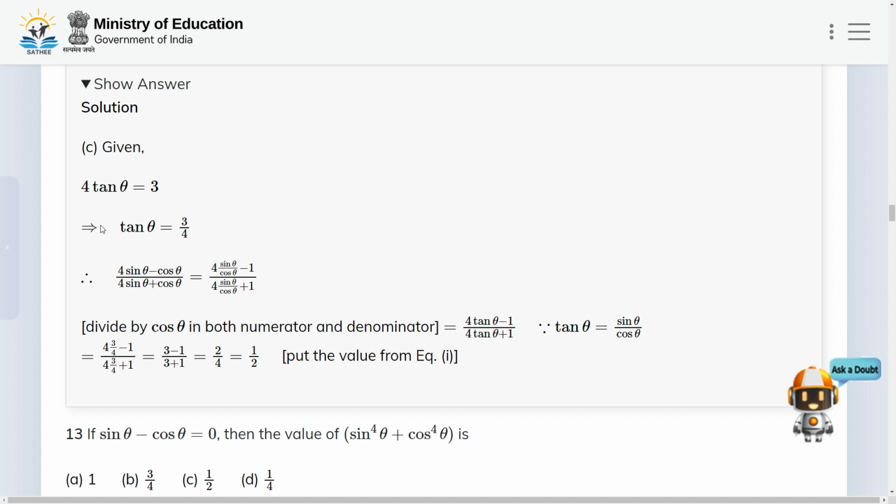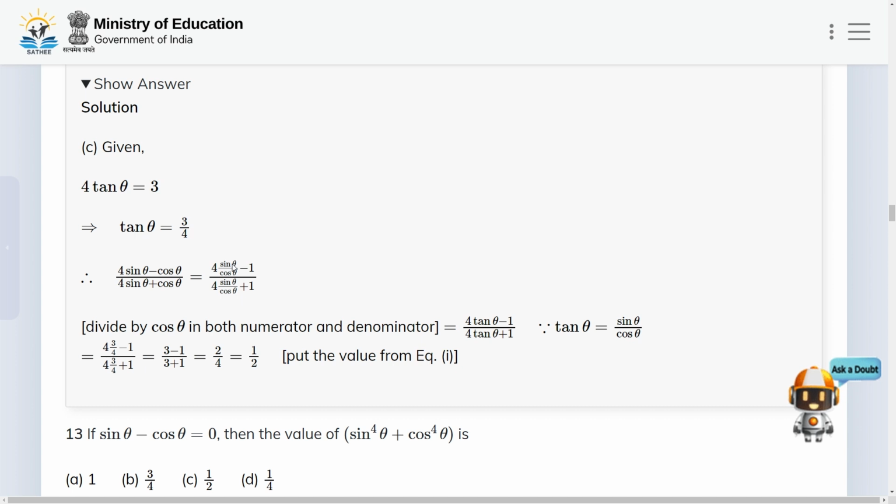Therefore, for 4 sin theta minus cos theta divided by 4 sin theta plus cos theta, we can divide by cos theta in both numerator and denominator. Then we get 4 times sin theta by cos theta minus 1, divided by 4 times sin theta by cos theta plus 1. Since tan theta is equal to sin theta by cos theta, this is equal to 4 tan theta minus 1 divided by 4 tan theta plus 1. Now if we put the value of tan theta equal to 3 by 4, we get 4 times 3 by 4 minus 1 divided by 4 times 3 by 4 plus 1.